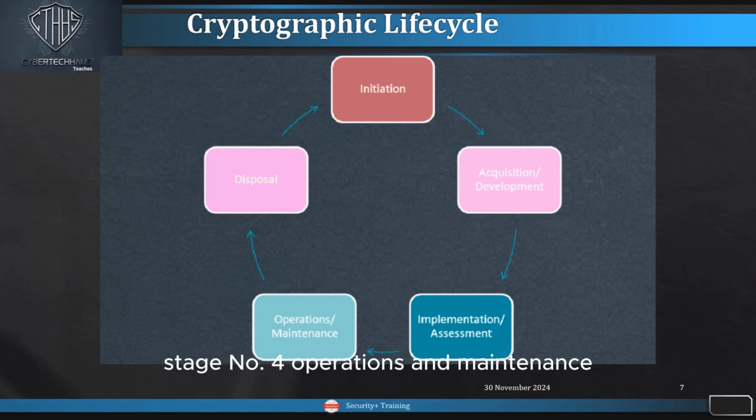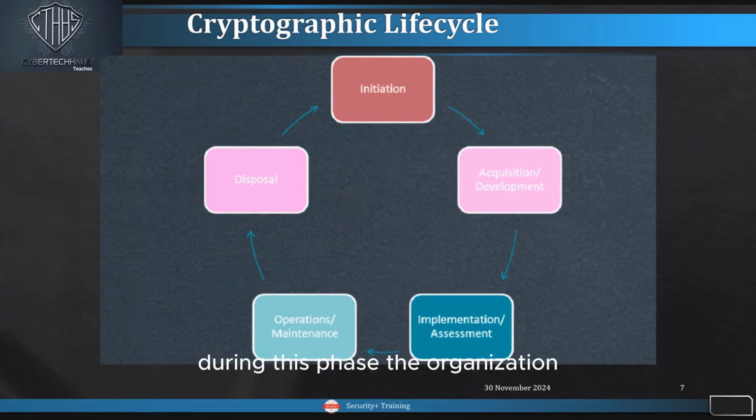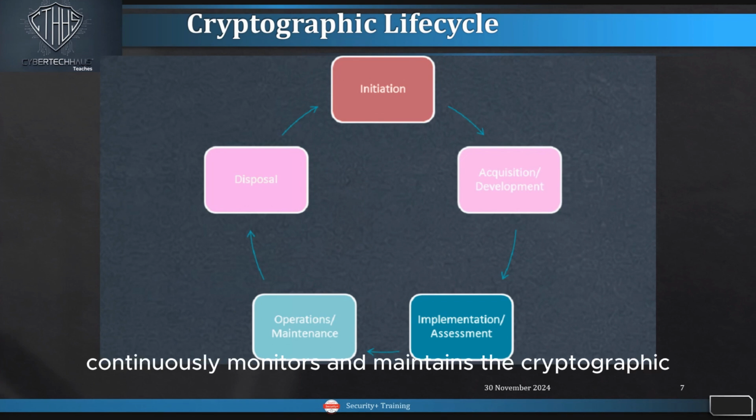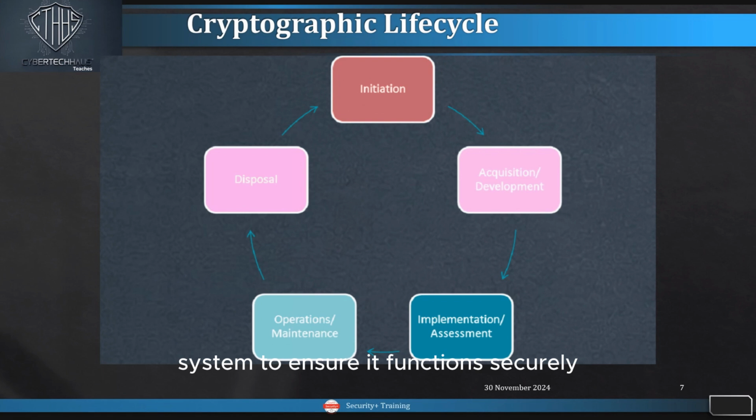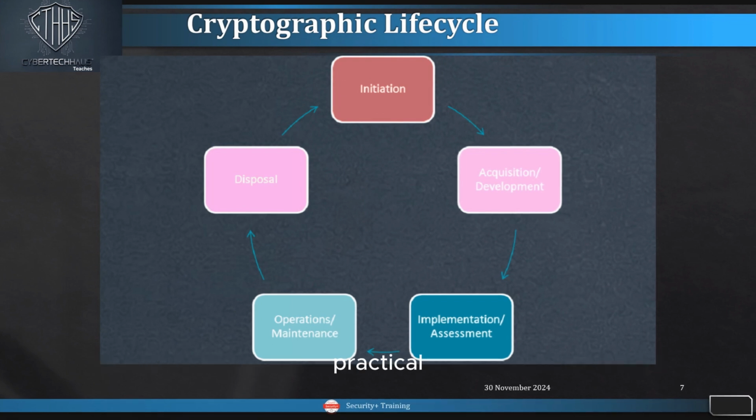Stage number 4, operations and maintenance. Once the system is in use, it moves into phase 4. During this phase, the organization continuously monitors and maintains the cryptographic system to ensure it functions securely. Regular updates and monitoring are essential to keep it practical.